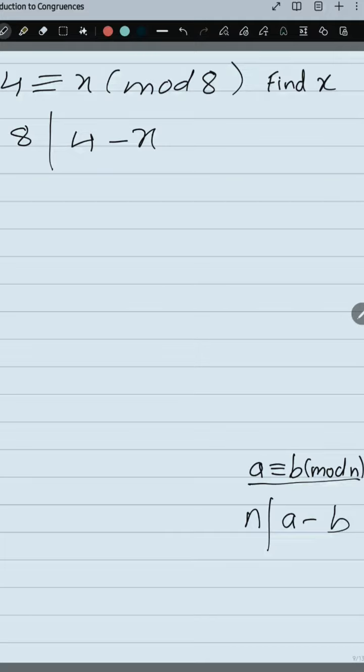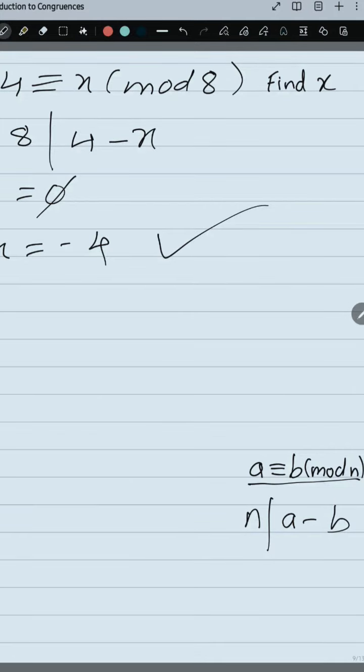Now I need to find the values of x which satisfy this. Now think, if I put x equal to 0, what will I get? 4, and 8 does not divide 4. No, I want the integers, right? So I will not go for this value. Now let me put x equal to minus 4. So 4 minus of minus 4 is 8. So it works. So this is one of my solutions.